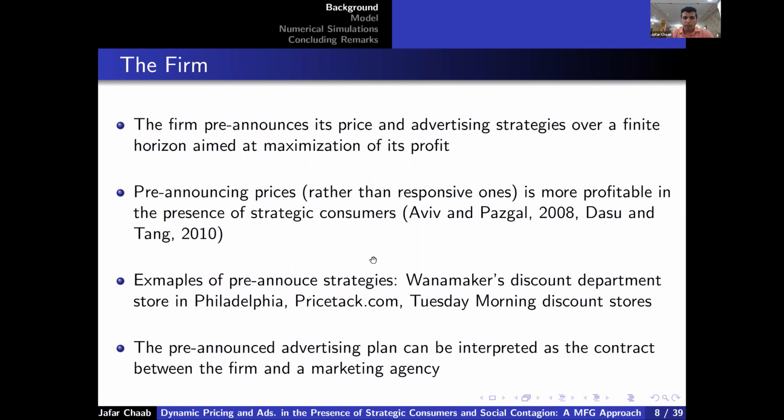What about the firm? We assume that the firm pre-announces the price and advertising strategies over a finite horizon, aimed at maximization of its profit. We consider pre-announced prices because, from the literature, we know that these strategies, in the face of strategic consumers, can be more profitable for the firm, and the literature has shown that this profit can go up to 8%. There are a few examples here of firms that have practiced pre-announcing strategies. In terms of pre-announced advertising, we can think of it as a contract between the firm and a marketing agency, where the investment can be considered public information.